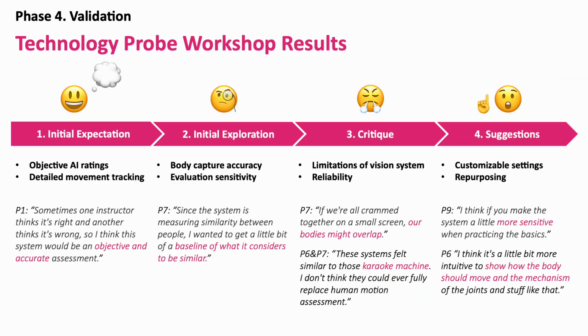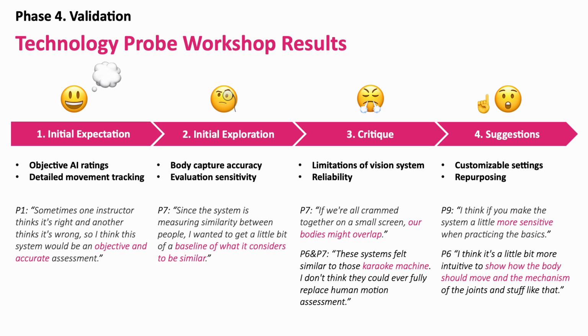After the Technology Probe workshop, first, participants anticipated objective AI ratings and detailed movement tracking. For instance, one participant mentioned expecting the system to provide an objective assessment when instructors might disagree. Second, participants were curious about the system's capabilities. They wanted to understand how it measured similarity between dancers and what it considered as similar movements.